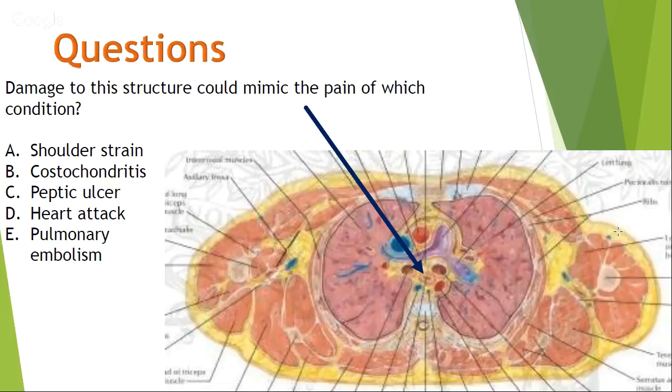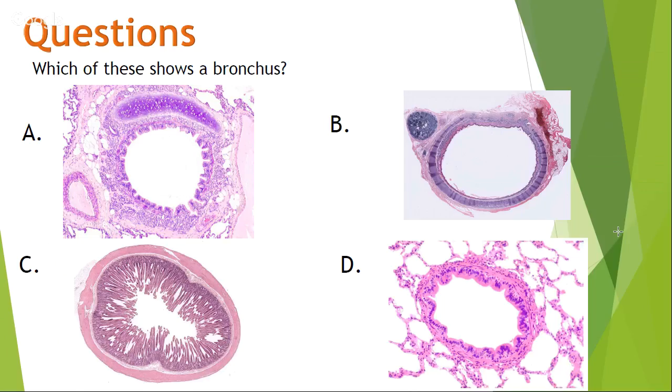All right, and one last one. If you damage this structure, what condition will it mimic the pain of? Yeah, perfect. So that's the esophagus. Esophageal pain can mimic cardiac pain. Oh, sorry, one more. So characteristic of a bronchus. Okay, yeah. So plates of hyaline cartilage, no rings. So you've got the trachea over here, alveoli, and intestine.